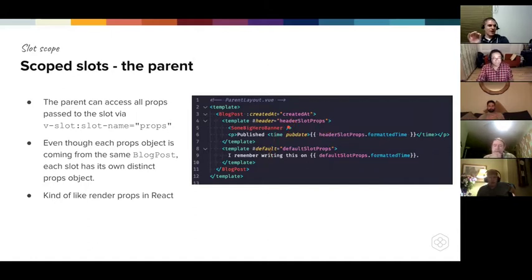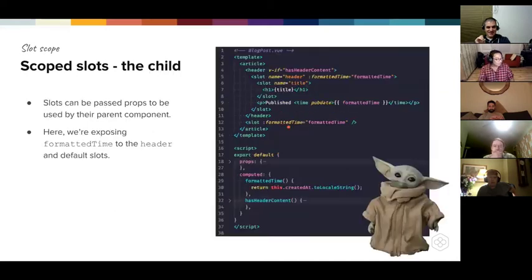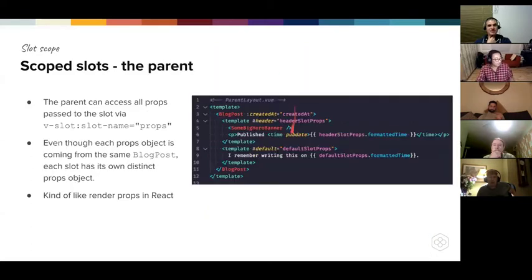So this header slot props, did you use the word props, or are they actually props? They are actually, yeah. Did you just name the variable props? Yeah, so whatever you v-bind on the slot, formatted time, title, whatever, is now available as a slot prop. So cool. Header slot props, this is an object. This could be anything that you've added on. It's essentially a sub prop object.